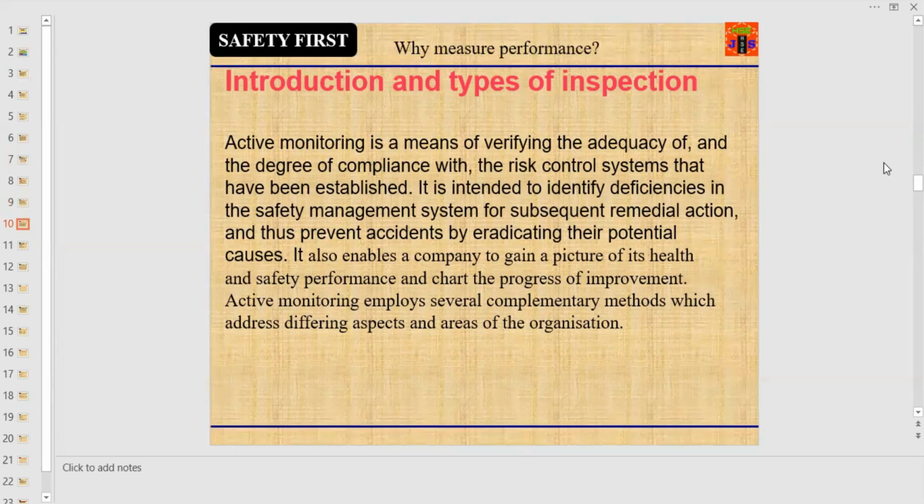Active monitoring is a means of verifying the adequacy of and the degree of compliance with the risk control systems that have been established. It is intended to identify deficiencies in the safety management system for subsequent remedial action and thus prevent accidents by eradicating their potential causes. It also enables a company to gain a picture of its health and safety performance and chart the progress of improvement. Active monitoring employs several complementary methods which address differing aspects and areas of the organization.